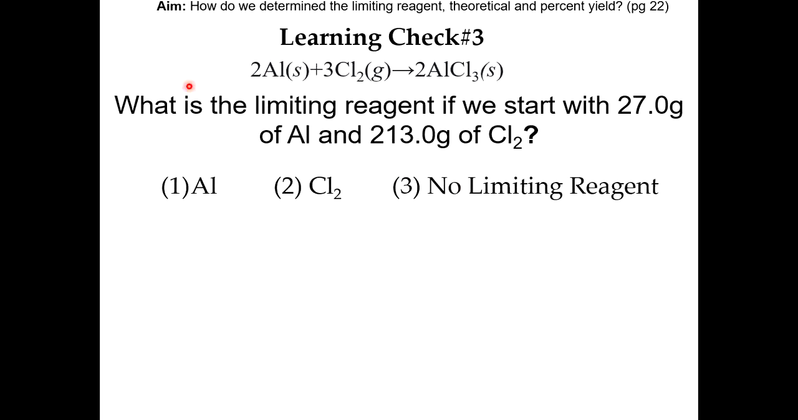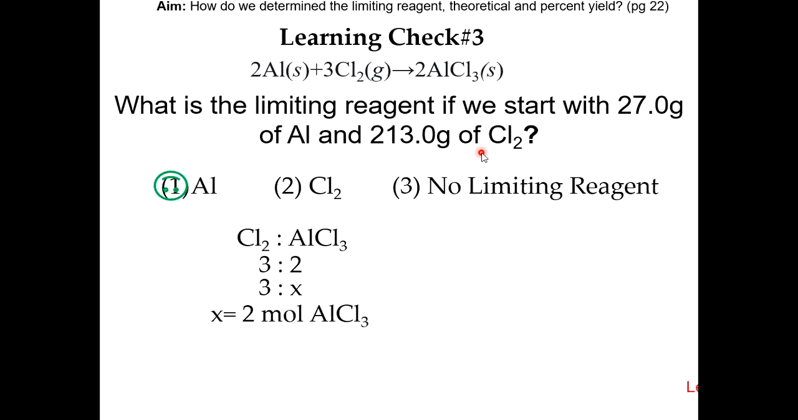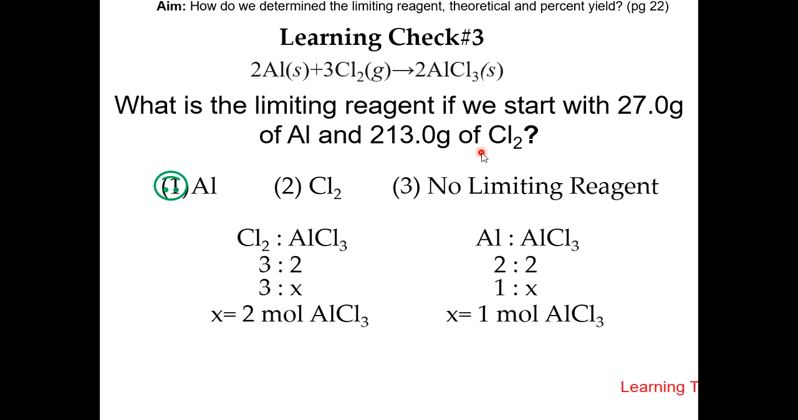Learning check number 3. What is the limiting reagent if we start off with 27 grams of Al and 213 grams of Cl2? Pause the video and resume once completed. So the answer is choice 1. So the first step is to convert everything to moles. We have 1 mole of Al and 3 moles of Cl2. Next, we set up a mole ratio. This time, aluminum produces the least amount of product, therefore the limiting reagent is aluminum.